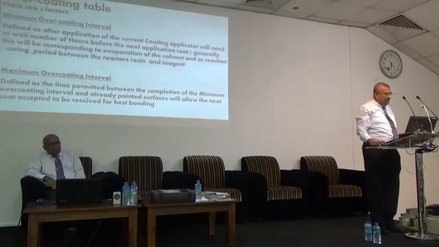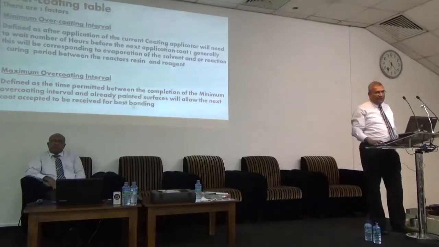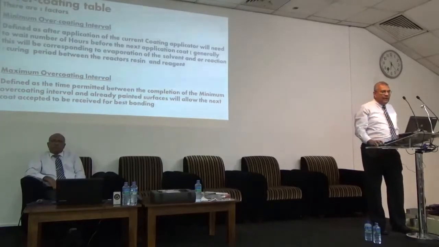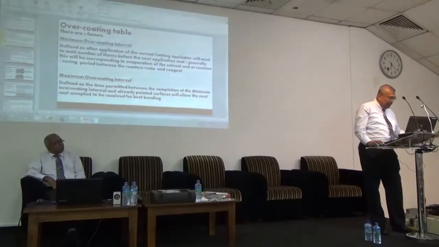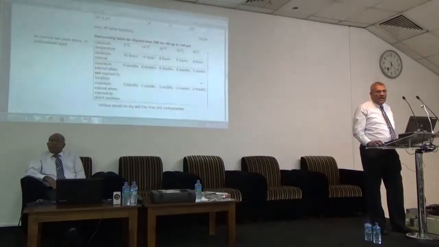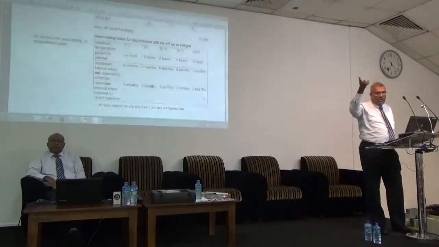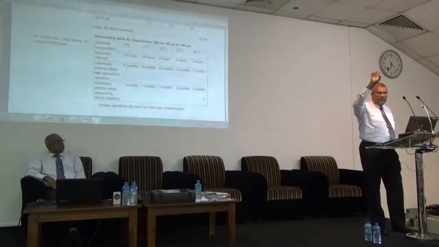So this is why I say, the maximum interval is defined as the time period after the minimum overcoating interval during which the painted surface allows the next coat to be accepted without loss of bonding. Now for instance, the tank coatings, petroleum corporation. The minimum interval of Sigmacover 280 is 6 hours. But the maximum interval is 3 months in the shade, 2 months in the sunshine. So the sun is also playing a game now. If you have a lot of sunshine, the bonds will die off.